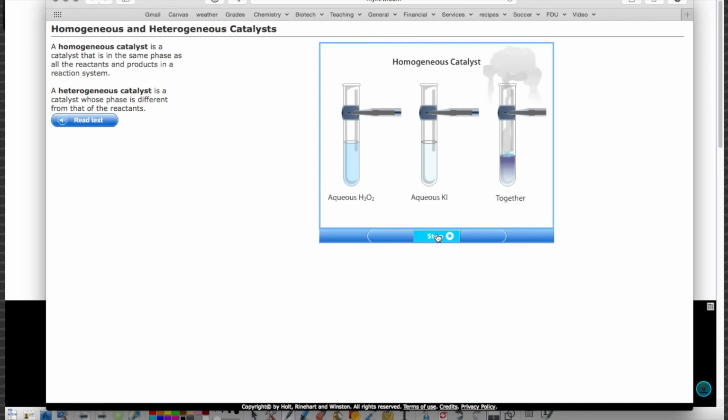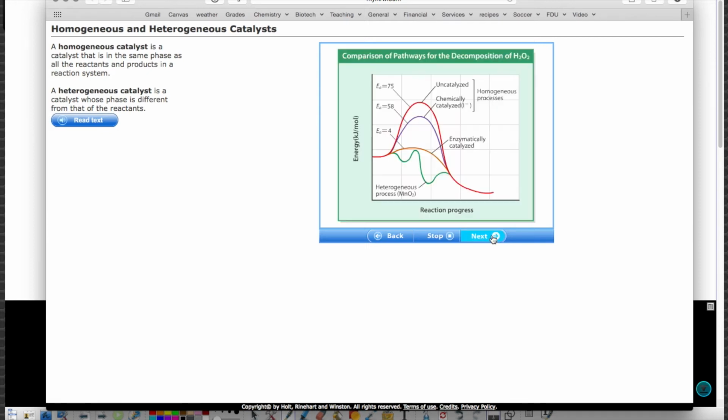A homogeneous catalyst is in the same phase as the reactants it acts with. For example, an aqueous solution of potassium iodide can speed up the decomposition of hydrogen peroxide. Heterogeneous catalysts are in a different phase than the materials they are reacting with. Manganese dioxide, a solid catalyst, can also speed up the decomposition of hydrogen peroxide. Different catalysts change the activation energies for a reaction by different amounts.